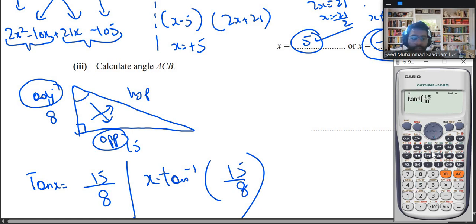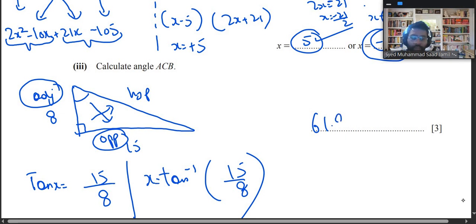How do I have energy? Now I realize I don't have it. It's draining out. So it's 61.92. 61.9. We'll just write 61.9.